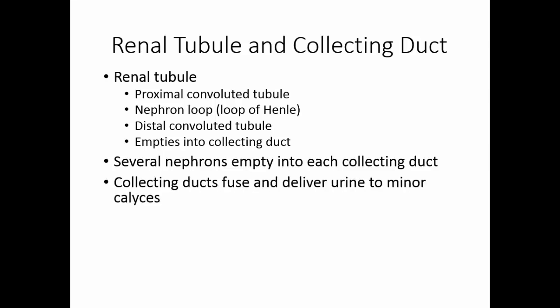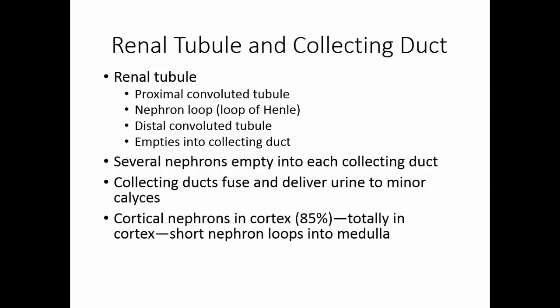These collecting ducts are what travel through the renal pyramids, and they fuse and deliver urine to the minor calyces through the papilla. Cortical nephrons are in the cortex almost exclusively. They are about 85% of the nephrons in the kidney. They have a short loop that just barely goes into the renal medulla.